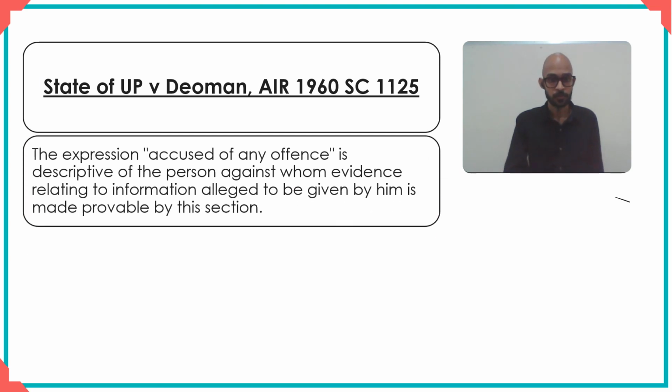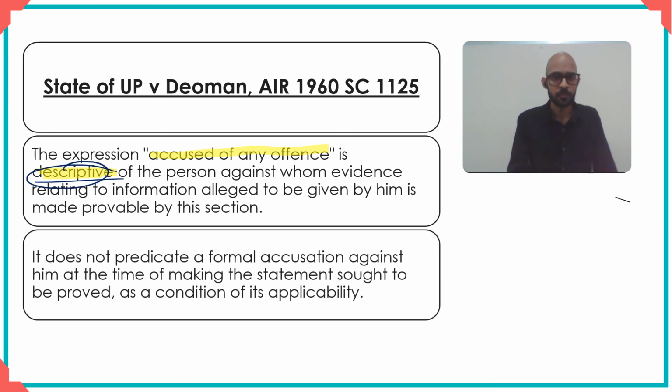This has also been clarified by the Supreme Court. It says that the expression accused of any offense is descriptive. Okay, it's a very important word, descriptive. It is not defined, it is a description of the person against whom evidence relating to information alleged is made provable by this section. It's only a description. It goes on to clarify that it does not predicate a formal accusation. It does not require any such strict measure as a condition for its applicability. So accused of any offense is basically a descriptive and broad term.